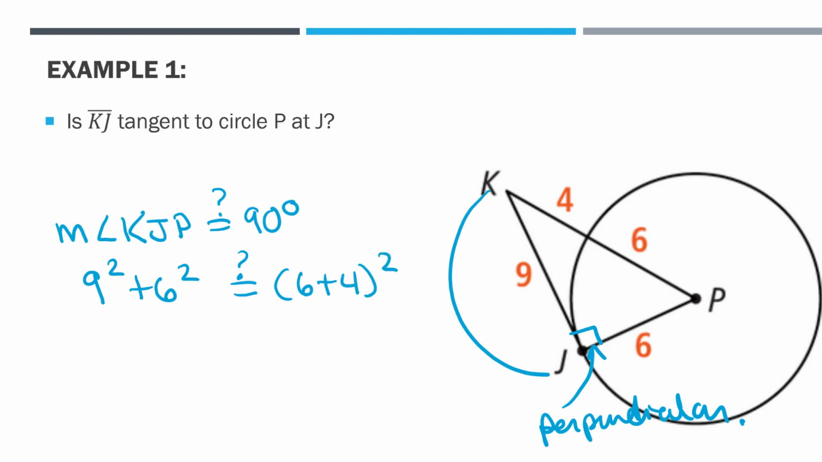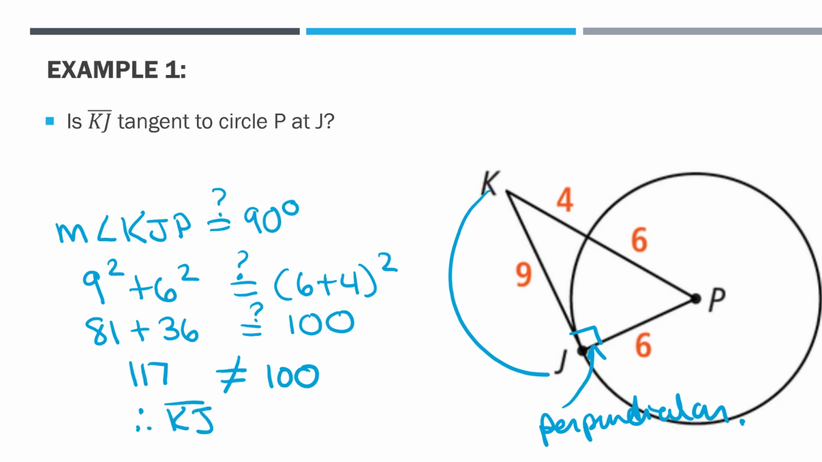So we want to simplify and see if the left side is equivalent to the right side. When we simplify, we get 81 plus 36, which is equal to 100. When we add the left-hand side, we get 117, which is not equal to 100, so therefore KJ is not tangent. If it were, it would have created a 90-degree angle.